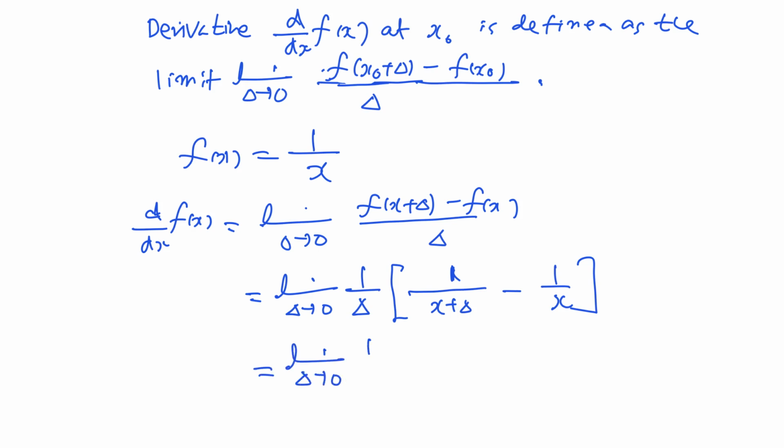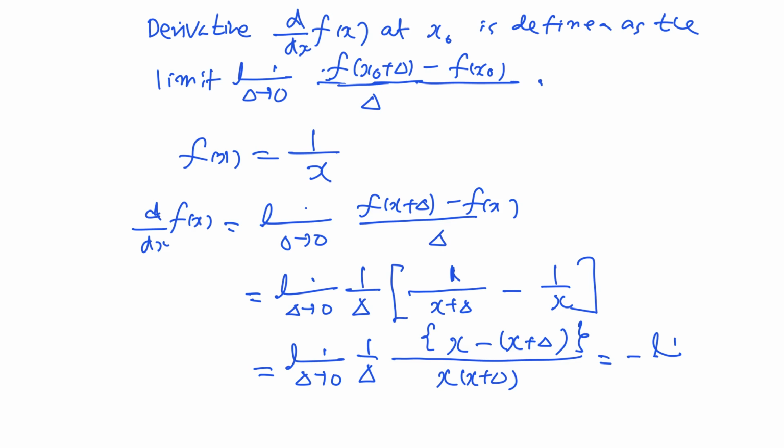As delta goes to 0, 1 over delta times (x minus (x + delta)) over x(x + delta), which is minus 1 over x(x + delta), which is minus 1 over x squared. This is obvious. Probably in high school days you just memorized it.